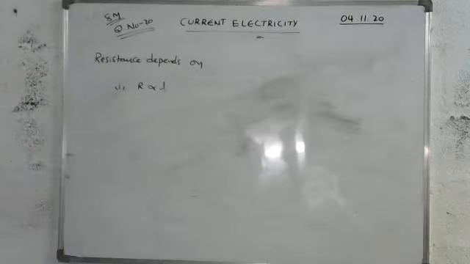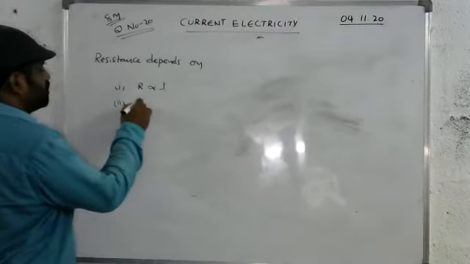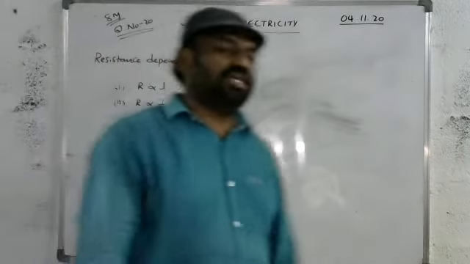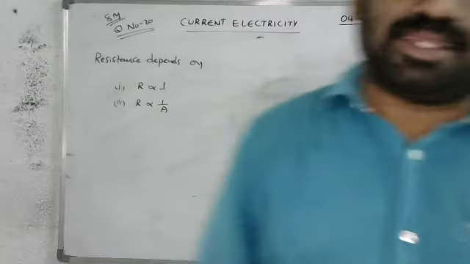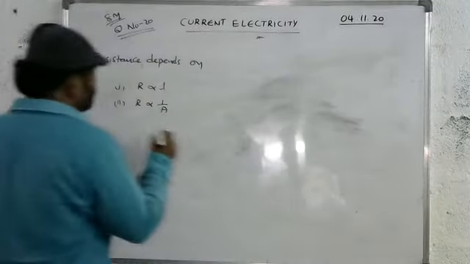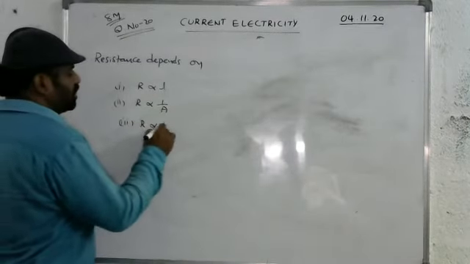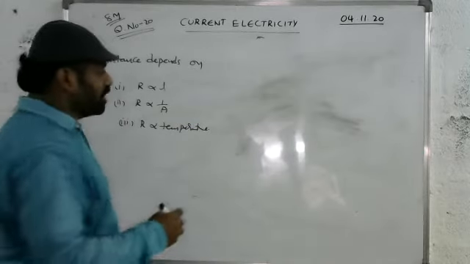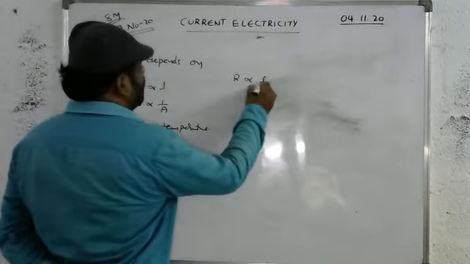The length increases, the resistance also increases. It is inversely proportional to the area. If the area increases, the resistance decreases. And resistance is directly proportional to temperature. From this we can write R is directly proportional to L by A.